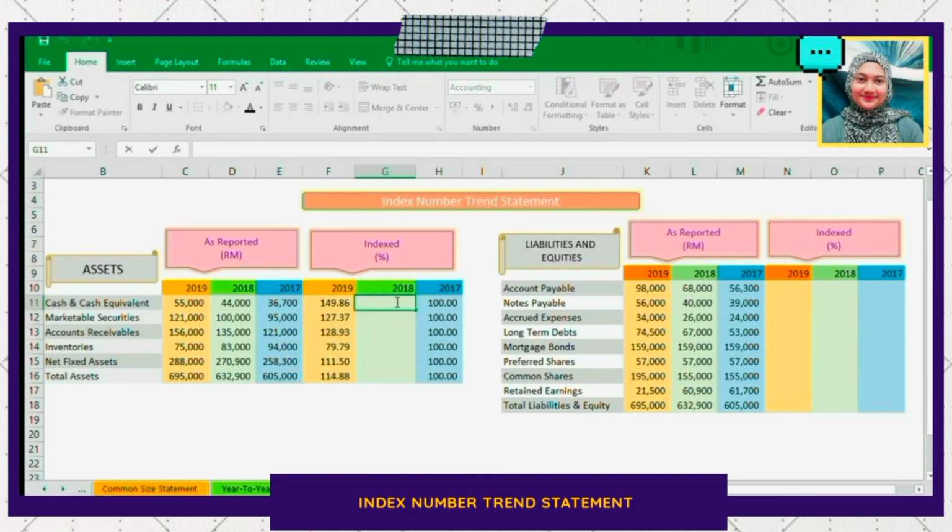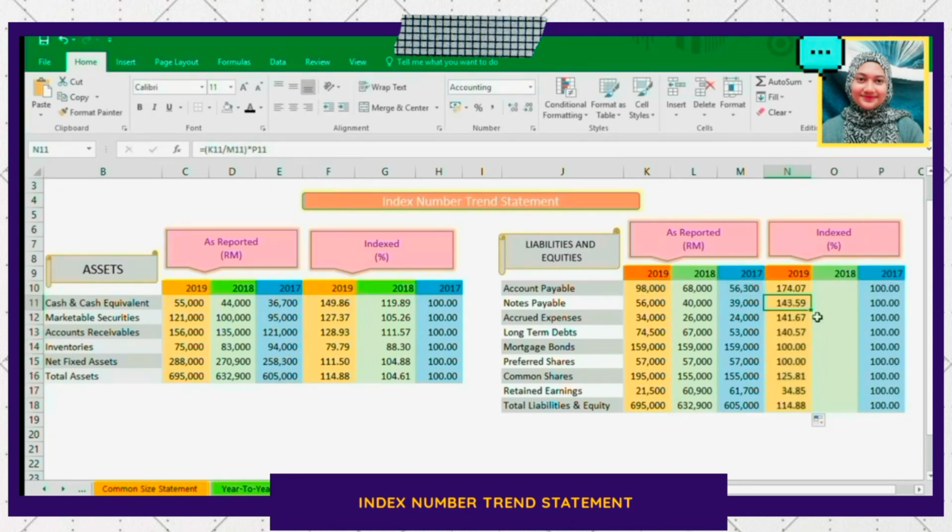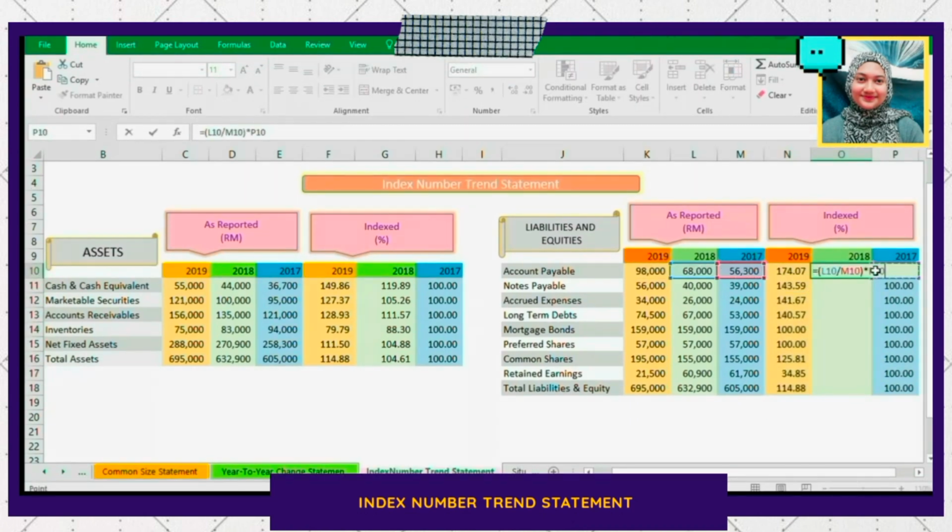For index number in 2018, also must divide it with the amount in base year. Equal, open the bracket, select value 2018, divide by value in 2017, close the bracket and multiply with index number in 2017. Double-click to see the following result. For the liabilities and equities items, we just use the same formula as in assets.